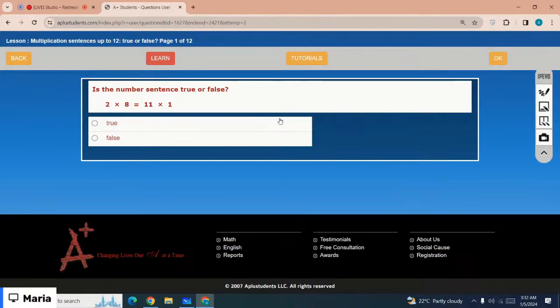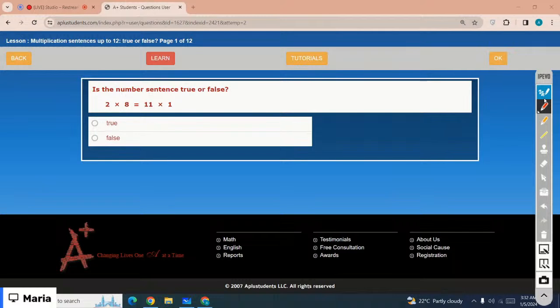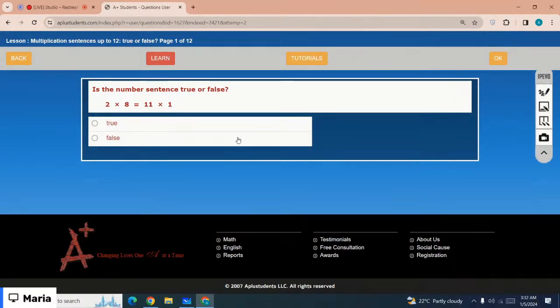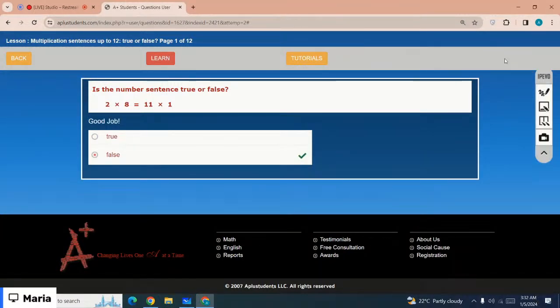Is the number sentence true or false? 2 times 8 equals 11 times 1. Now you have to solve both sides and see if they have the same answer. 2 times 8 is 16 and 11 times 1 is 11. So both sides are not equal. So that is false. The correct option is false.